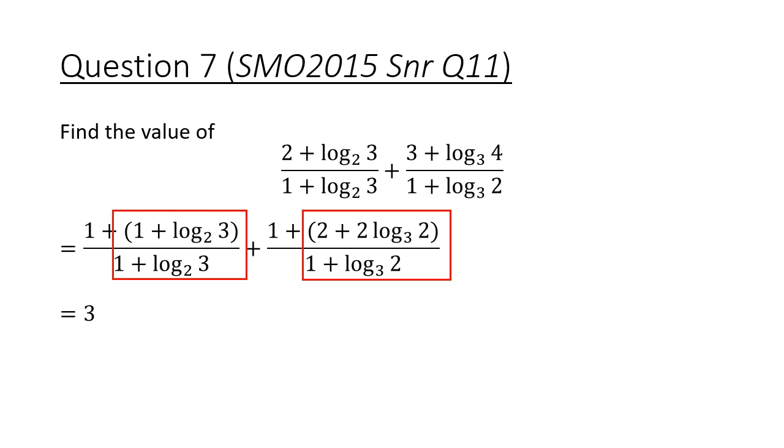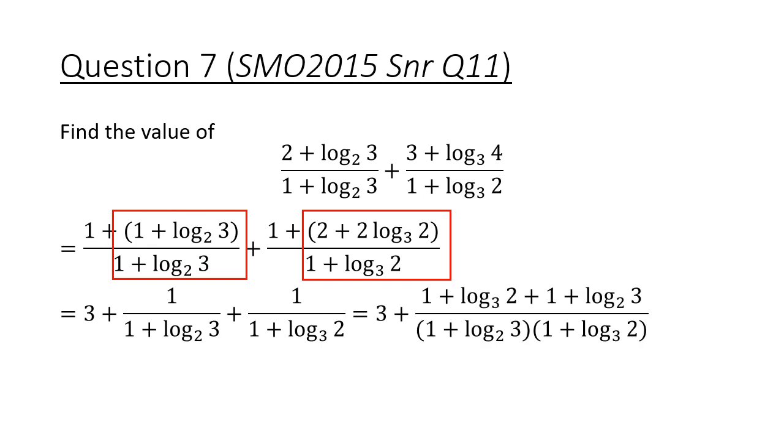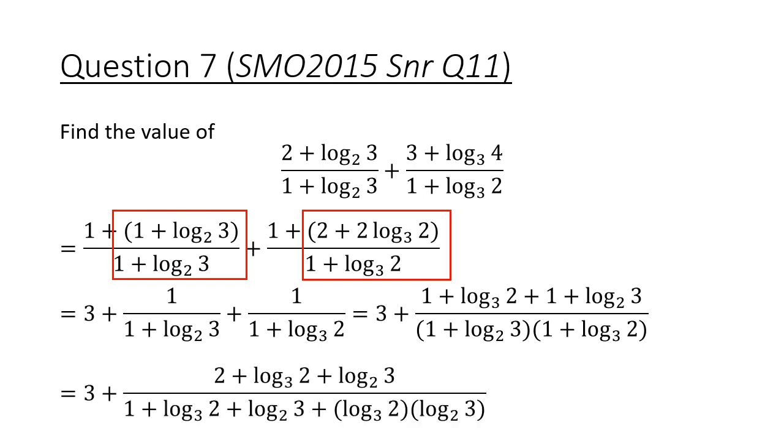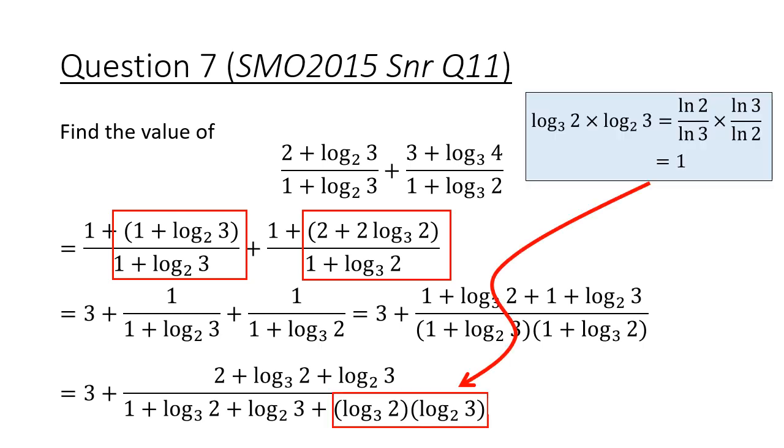So 1 plus 2 is going to give me 3, and I'm left with these two fractions, and I'm going to combine them as a single fraction. After combining, notice that in my numerator, I can simplify it to get 2 plus log base 3 of 2 plus log base 2 of 3. For the denominator, after I've opened up the two terms and expanded it, I'm going to get a log base 3 of 2 times log base 2 of 3. And if we use the change of base law, we can simplify it as ln 2 over ln 3 times ln 3 over ln 2, and that gives us 1.